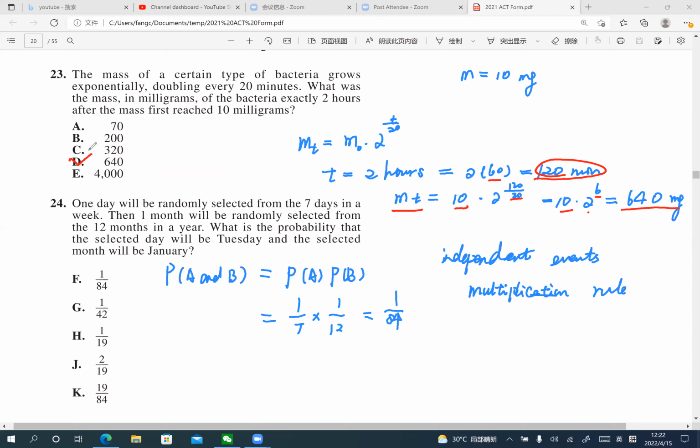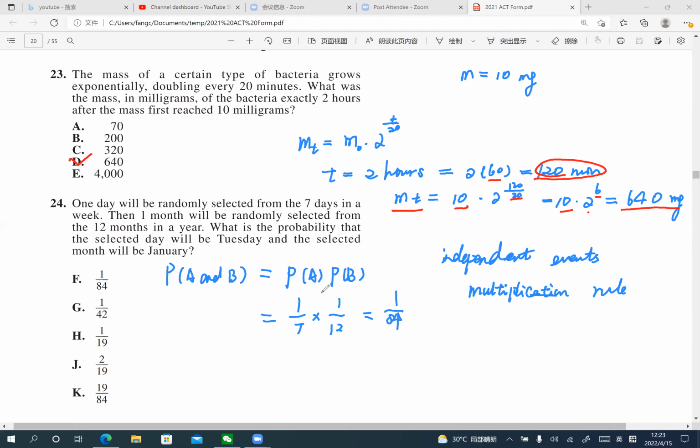Question 24. One day will be randomly selected from the 7 days in a week. Then 1 month will be randomly selected from the 12 months in a year. What is the probability that the selected day will be Tuesday and the selected month will be January? Question 24 requires us to find the probability of a compound event, which is comprised of 2 independent events in our question. One is select 1 day from 7 days, and one is select 1 month from 12 months.